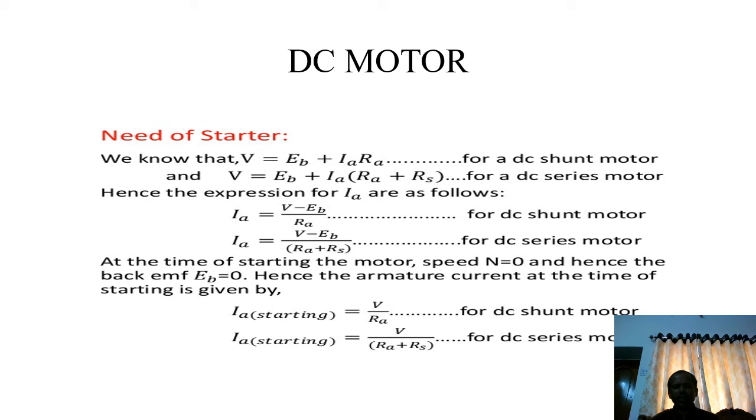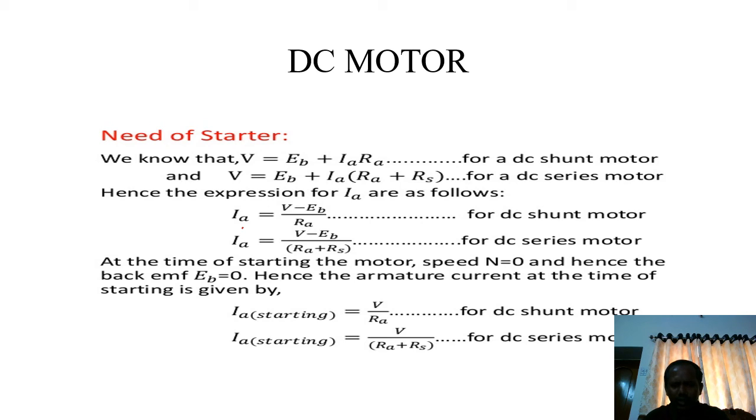Hence, the expression for Ia is as follows: V is equal to Eb plus Ia Ra. Ia is equal to (V minus Eb) by Ra for DC shunt motors. Similarly, in case of the DC series motor, from this equation you can write Ia is equal to (V minus Eb) by (Ra plus Rs) for the DC series motor.